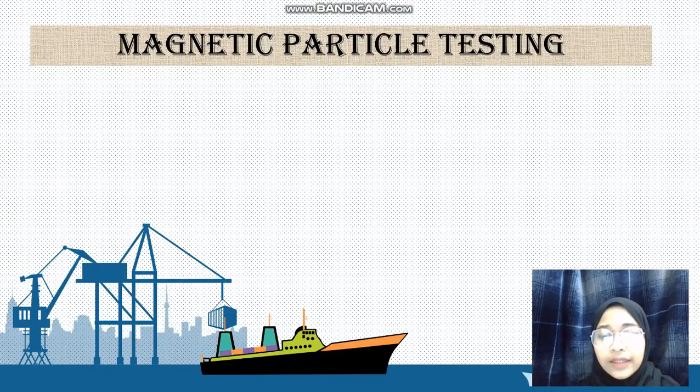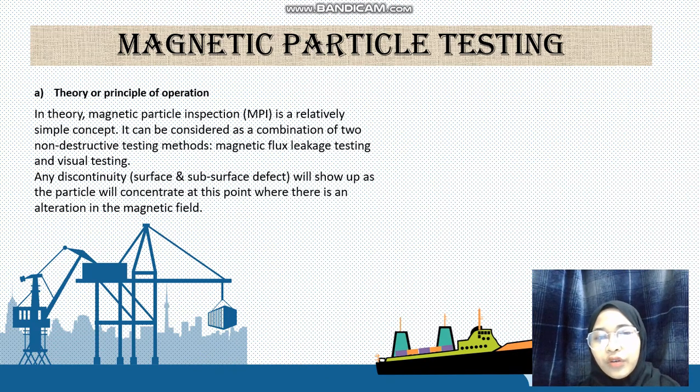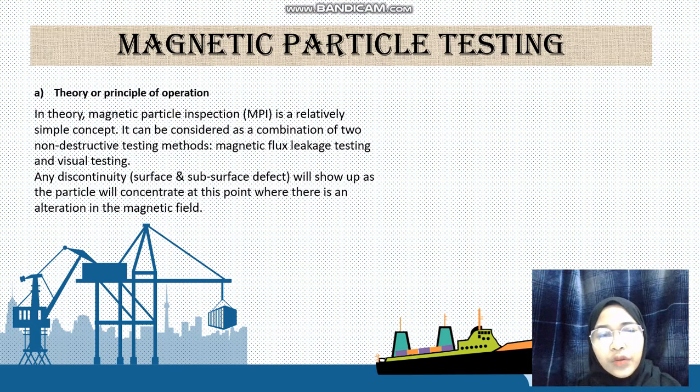Second method in NDT is magnetic particle testing. In theory, MPI is a relatively simple concept. It can be considered as a combination of two non-destructive testing methods: magnetic flux linkage testing and visual testing. Any discontinuity, surface and subsurface defects will show up as the particles will concentrate at this point where there is an alteration in the magnetic field.